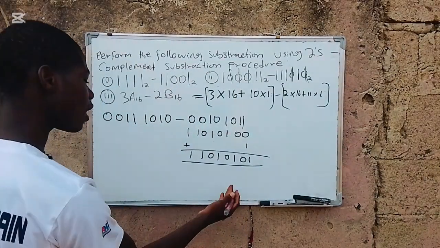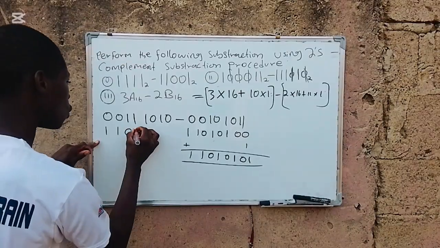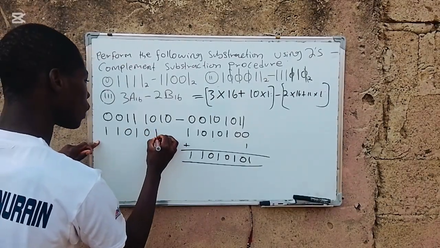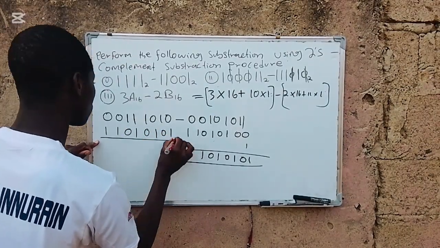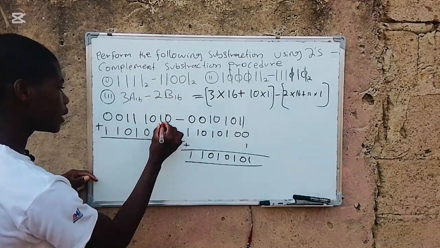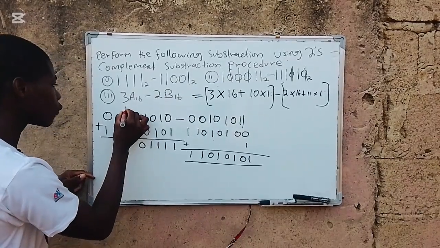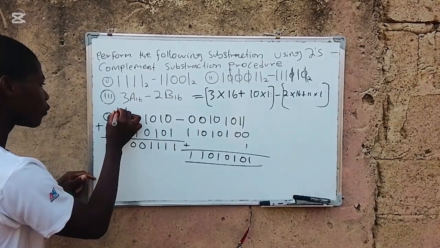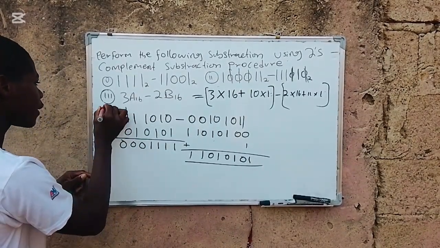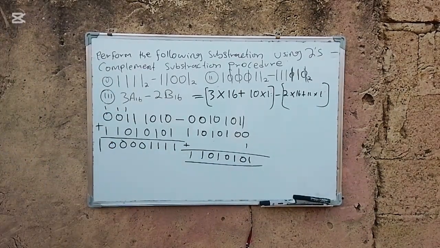So I have to add with this. So 1 1 0 1 0 1 0 1. I have to add it. This plus this, it will become 1. It will become 1 1 1. 1 plus 1 is 0 with a carry of 1. 1 plus 1 is 0 with a carry of 1. 1 plus 1 is 0 with a carry of 1. Yes, 1 plus 1 is 0. This is my carry.